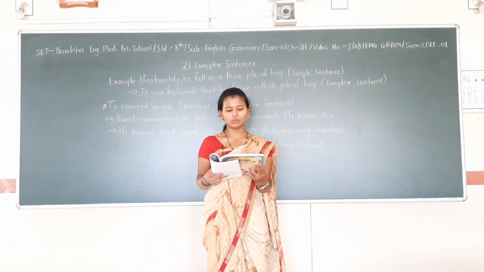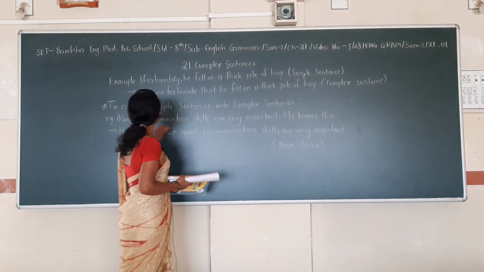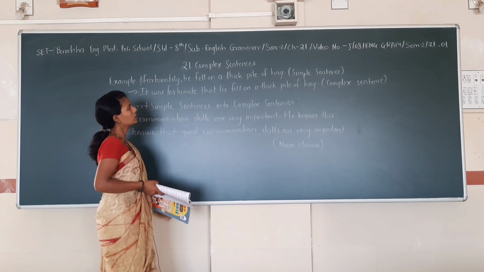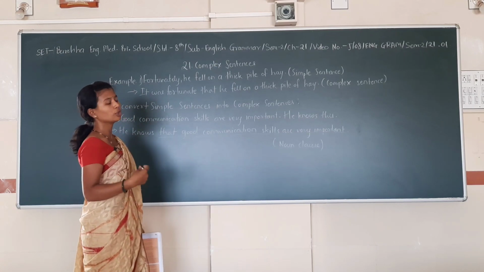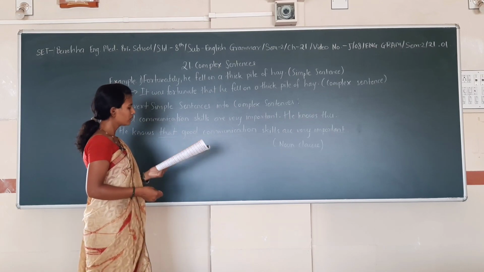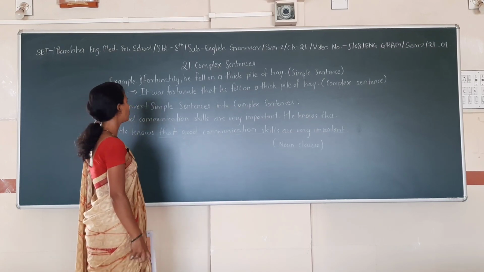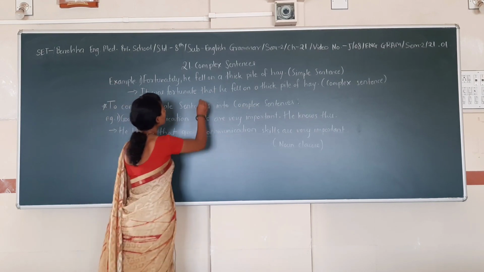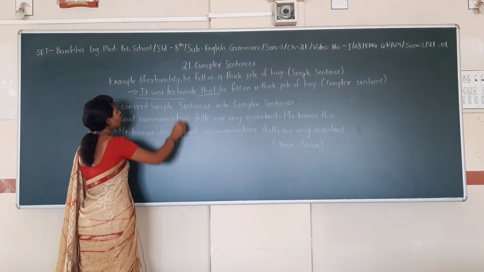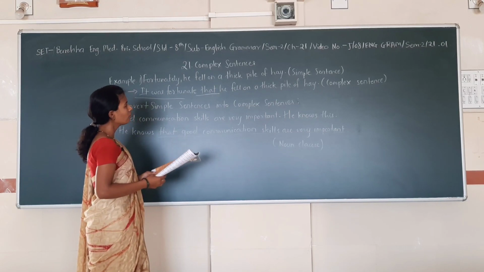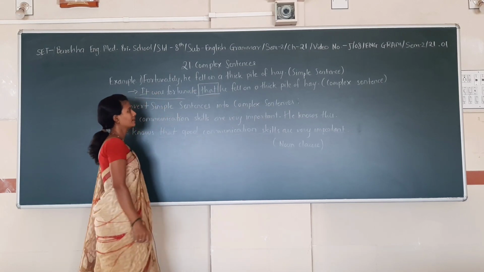Example: Fortunately, he fell on a thick pile of hay. This is your simple sentence. When you are changing this simple sentence into a complex one, what changes will be made? First, we will see the complex sentence. It was fortunate that he fell on a thick pile of hay. In this sentence, you have the main clause, that is, it was, and then you should have one or more subordinate clauses, and that is here, so it is okay.